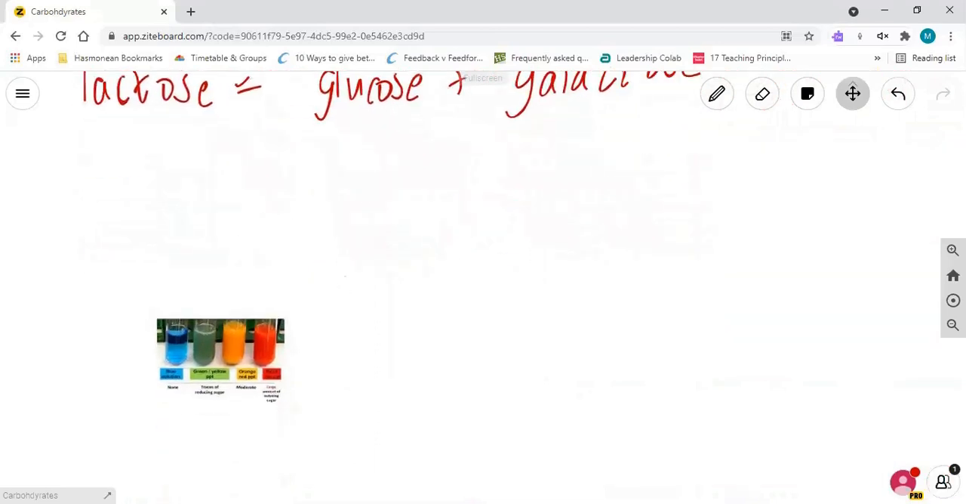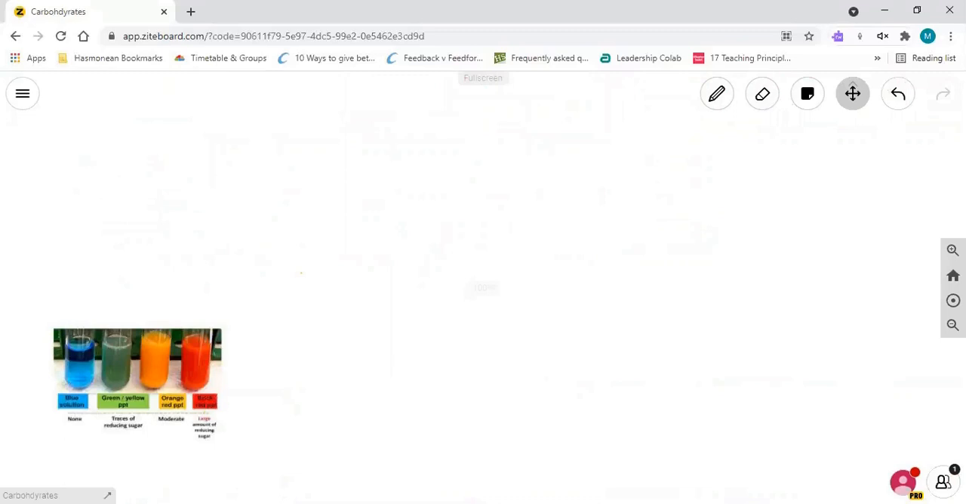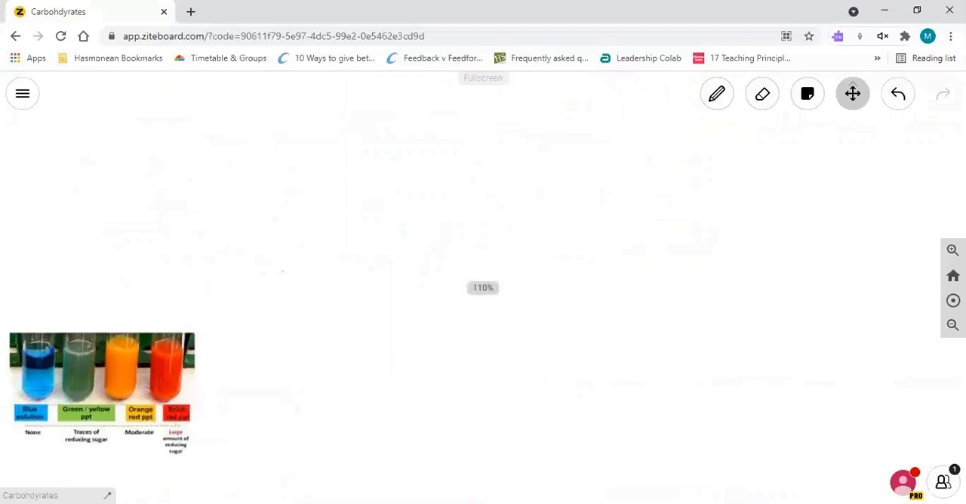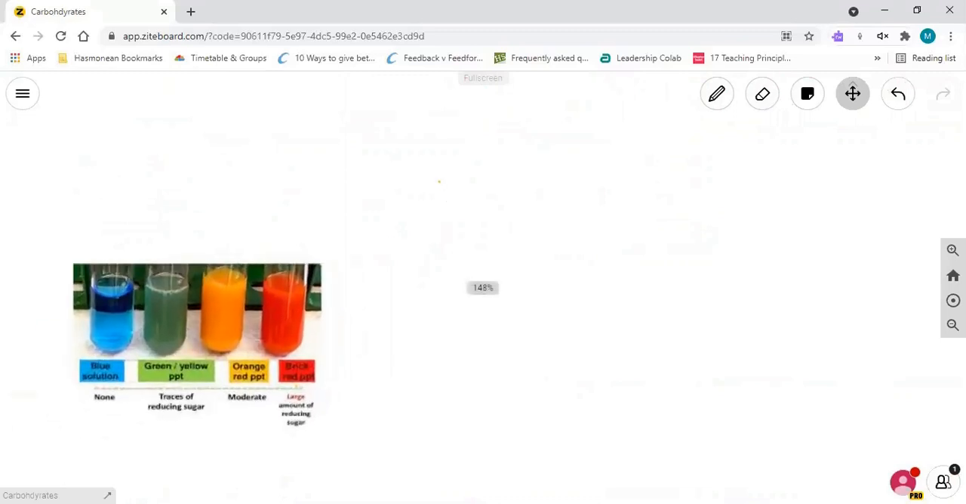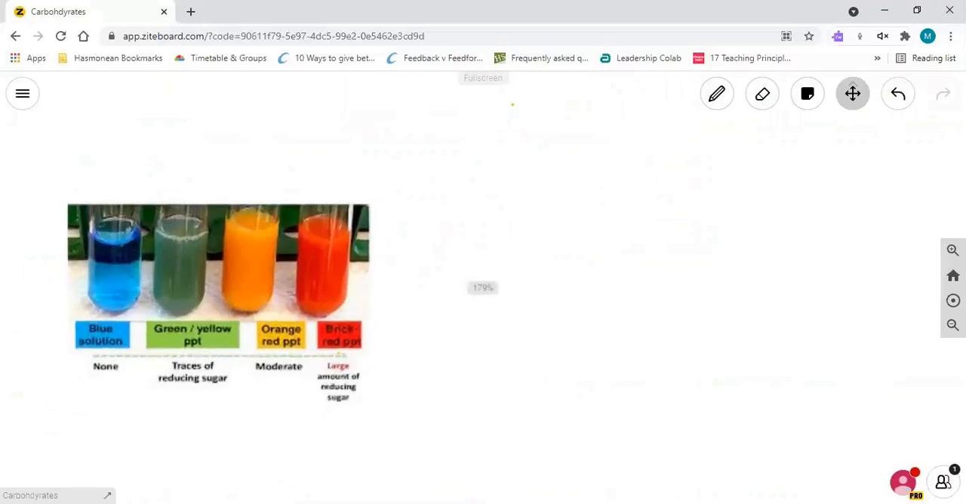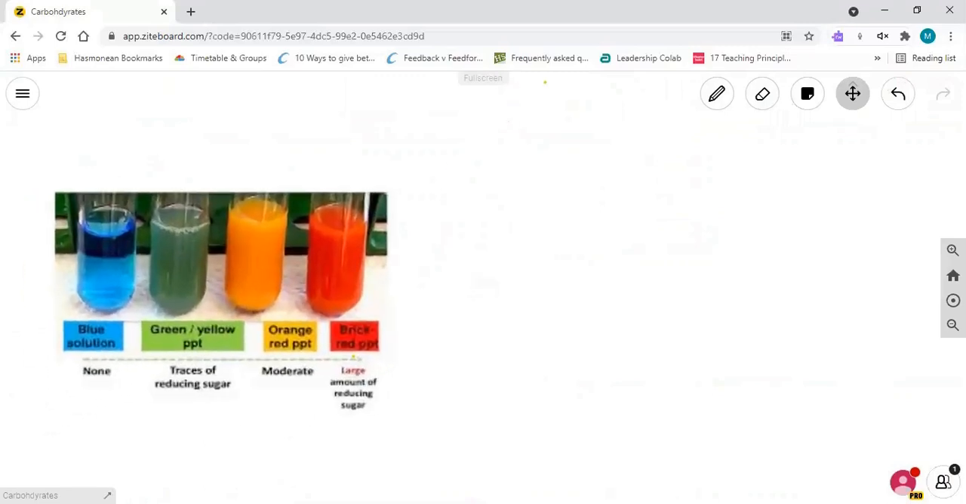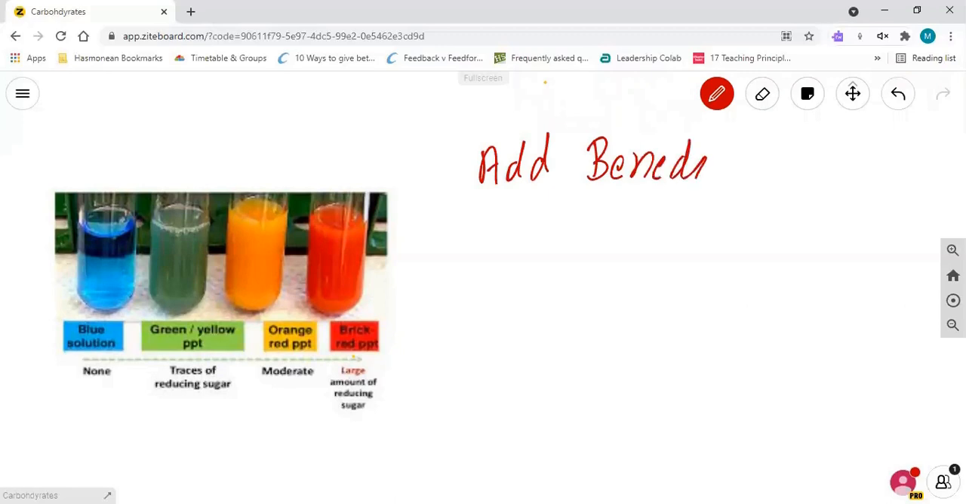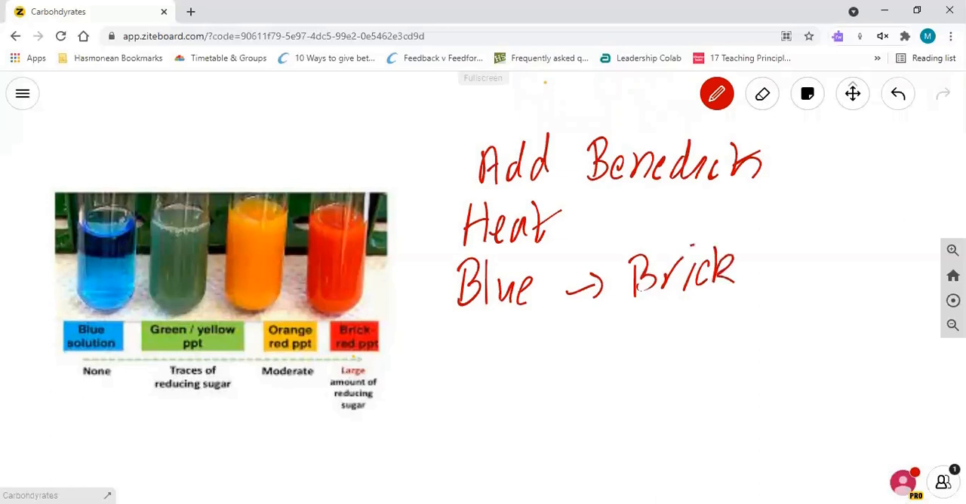So before we move on to polysaccharides, I want to think about the Benedict's test. Now, here is a picture of the Benedict's test, which I'm sure you're used to seeing from GCSE. Okay, here is your Benedict's, like so. Blue Benedict's solution. When you add it to your sugars and you heat it, okay, so you add Benedict's, heat, and it goes from blue to brick red. As long as there's large enough amounts of sugar, it will go through the other colours first.